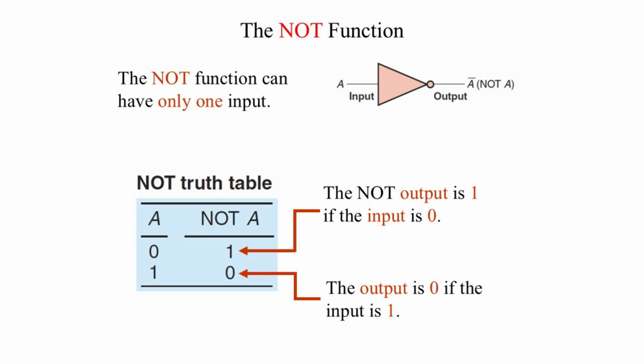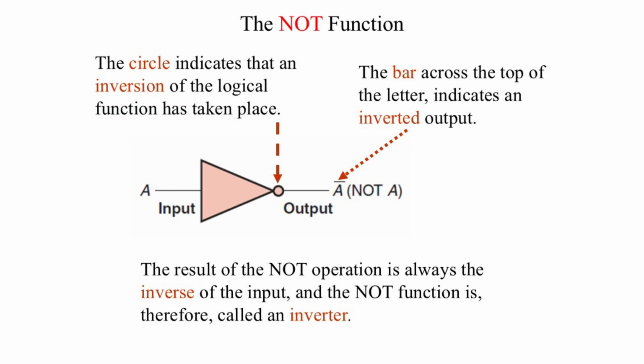For example, turning on a warning light when a sensor does not detect proper operating conditions. This figure explains the NOT function in more detail by focusing on its symbols. The small circle at the output of the gate indicates an inversion, meaning the signal is flipped. This is shown by placing a bar over the variable, which means not A. The result of the NOT operation is always the inverse of the input.